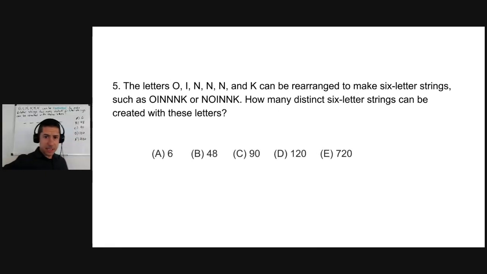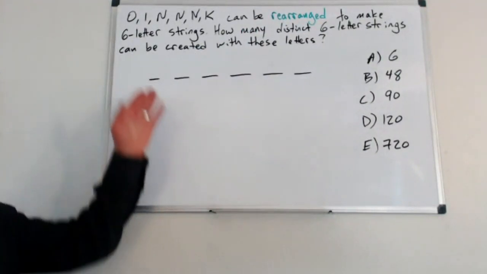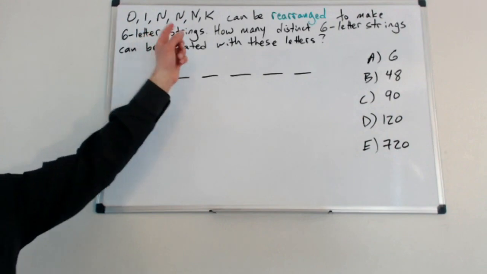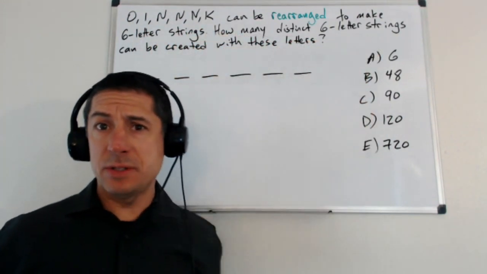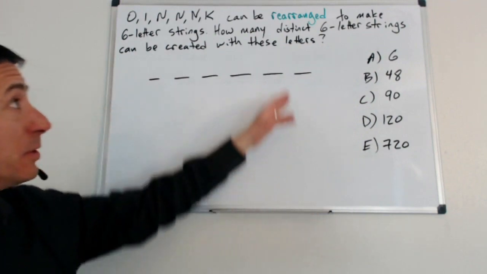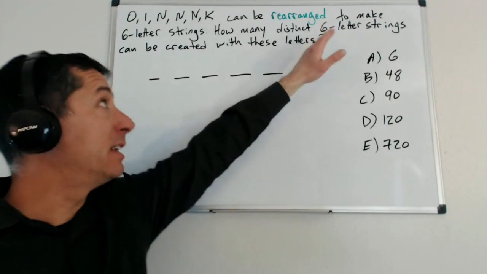All right, as always, hit the pause button if you need another minute or two to grapple with this guy. So we've got six letters, O, I, N, N, N, and K, and we're going to rearrange them to make six-letter strings, and we want to know how many of those distinct six-letter strings are possible. Notice, again, there's always going to be something really, really obvious in a GMAT or EA question.